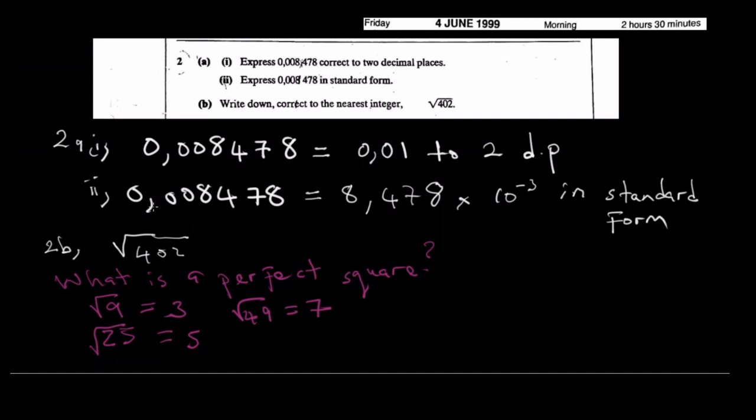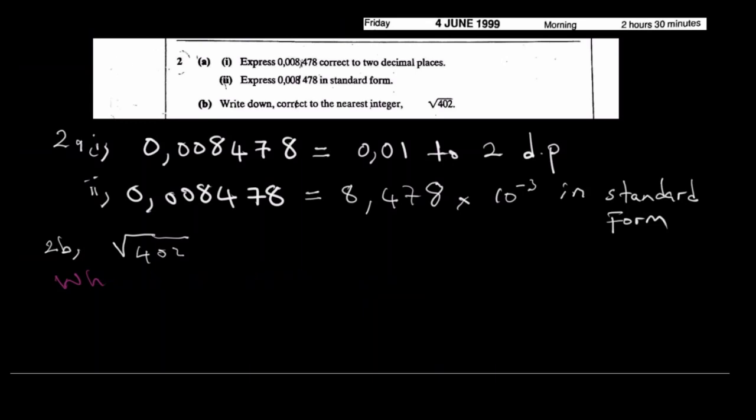402 is not a perfect square. We do not have a number which, if we multiply it by itself, gives us 402. So that is the reason why we are tasked to express to the nearest. So how do we go about it? What we do is we look at our number 402 and we need to find a number closest to 402, which is a perfect square. And that number is 400. So next we are going to consider the root of 400.